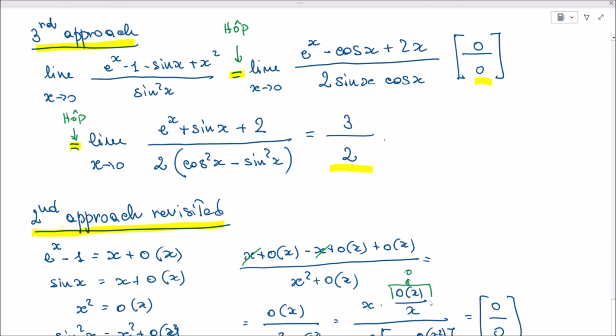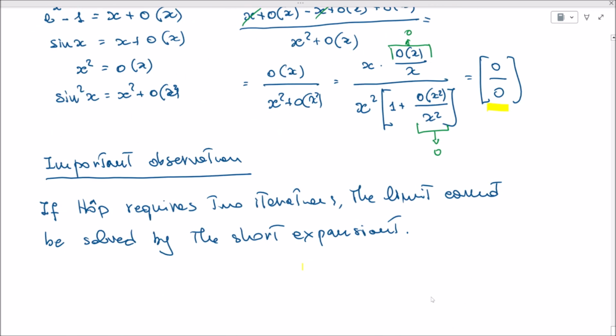And this is exactly where we are now. So the important observation that we did is this: if the L'Hopital requires two iterations, and we know that the L'Hopital is correct at that point and gives the limit 3 over 2, so that implies that we are in a situation where the limit cannot be solved by just a short expansion.